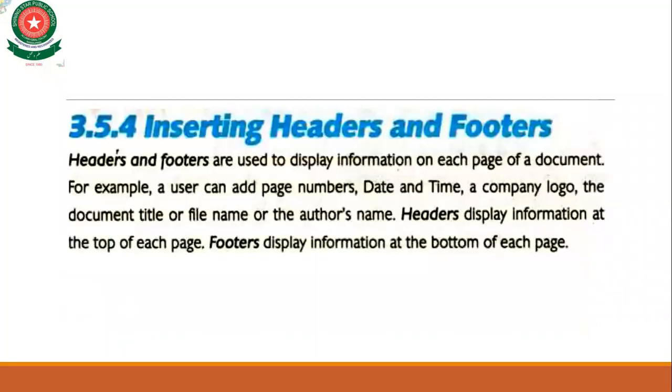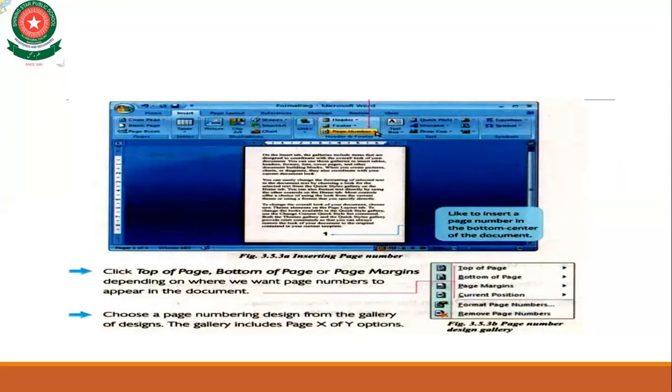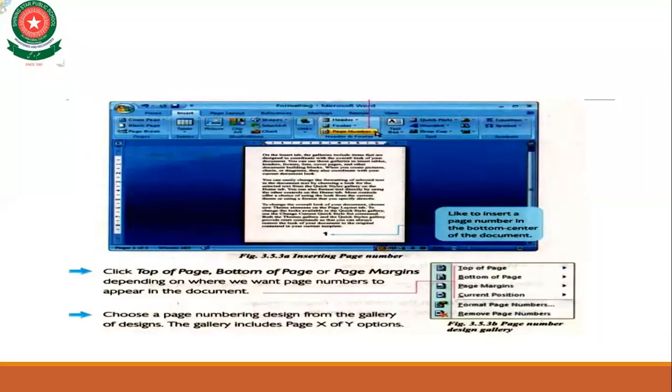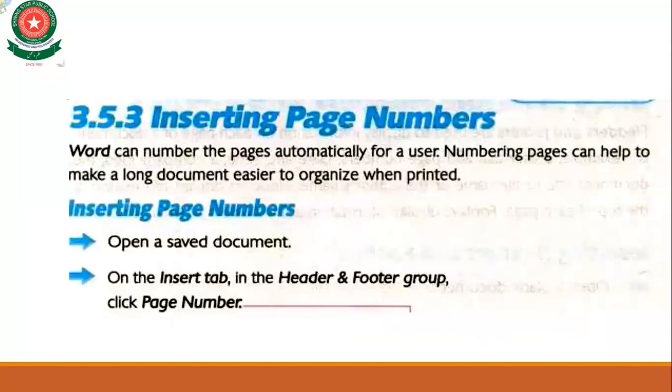So that is the way you can add a page number in the Word document. First of all, you have to open the saved document. Then on the Insert tab, in the Header and Footer group, click Page Number. After that, click where you want to put the page number. Now choose the number design from the gallery of designs. That is the way you can add the number in the Word document. Again, why are numbers placed on the document? Because numbering pages can help make a long document easier to organize.